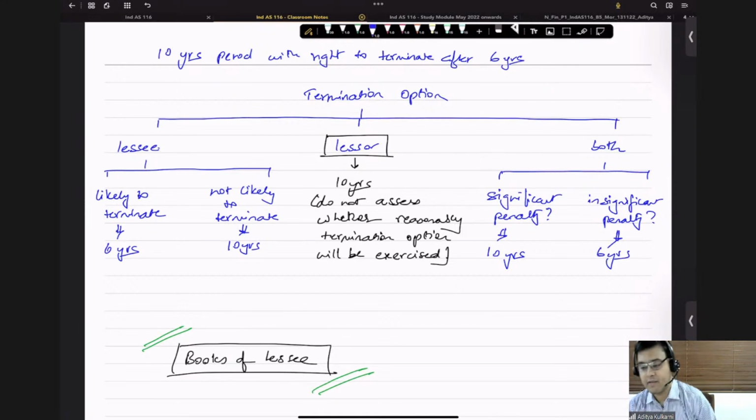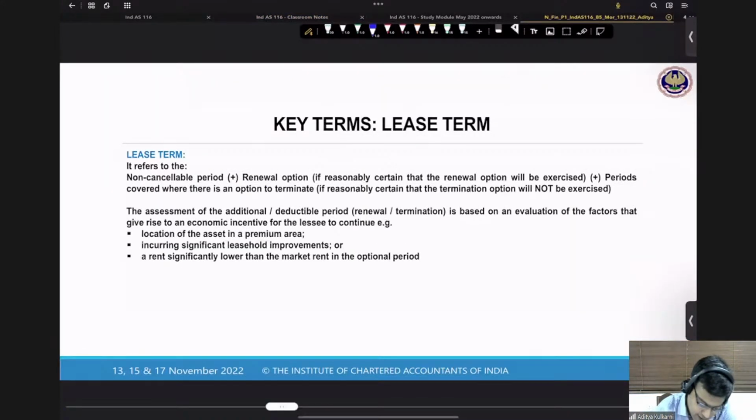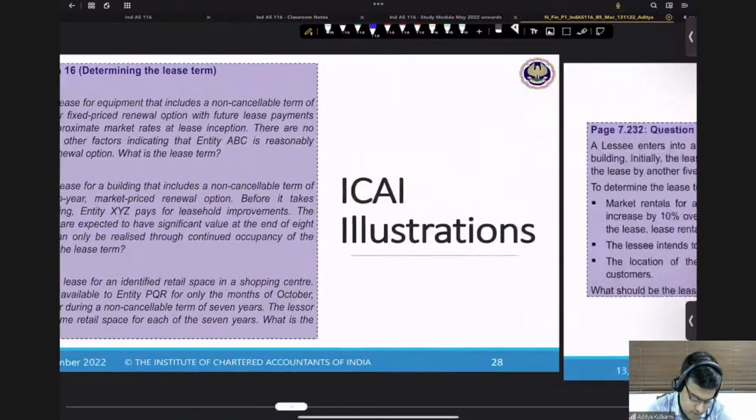Is it okay? Yes. So this is all that is there about your lease options and lease periods. Okay. So you can come back to our discussion.